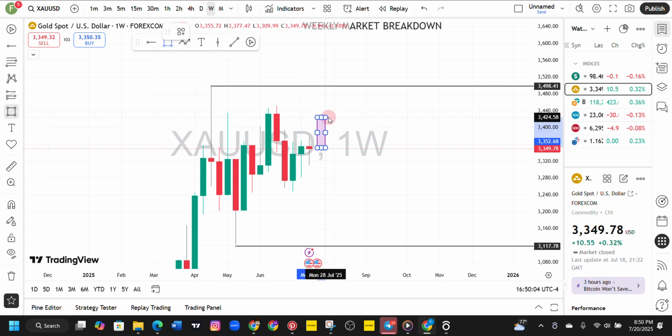So at the end of the week, the last trading week of July, we want to see a bullish candle to the upside, probably creating new all-time highs. That is on the zero, which is good.